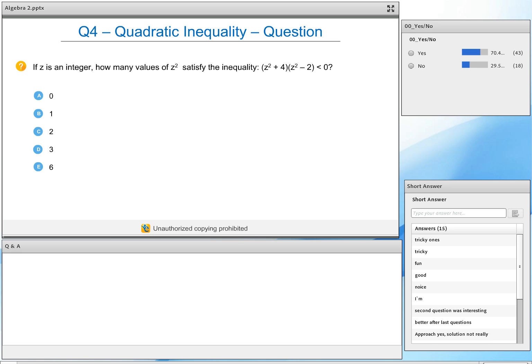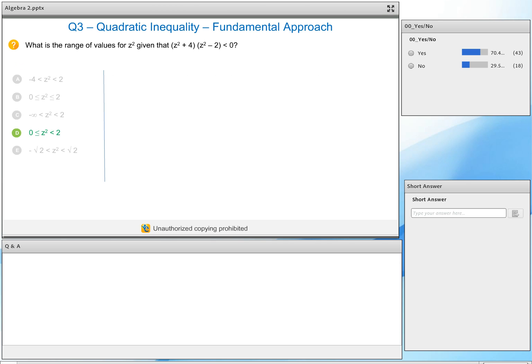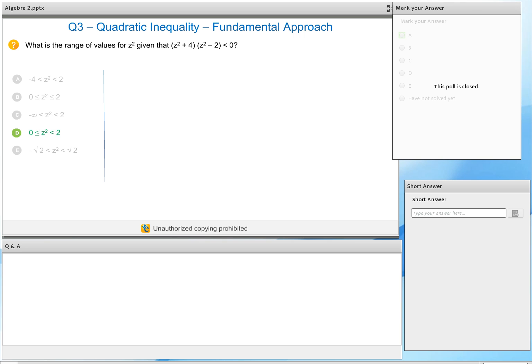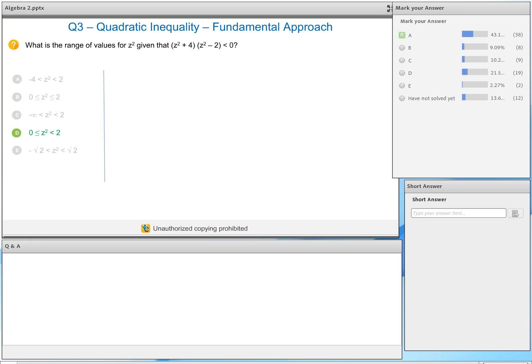Okay. All right. So let's go through. About 70% of the class feels confident. Well, there's definitely some good learnings coming from these two questions. Let's go through this solution. The question number 3, the correct answer is choice D, which only about 21% of the class selected. The most popular choice was choice A.